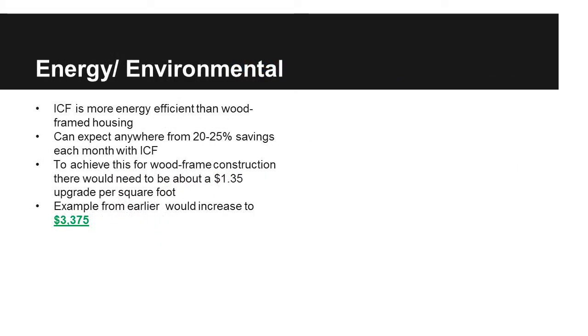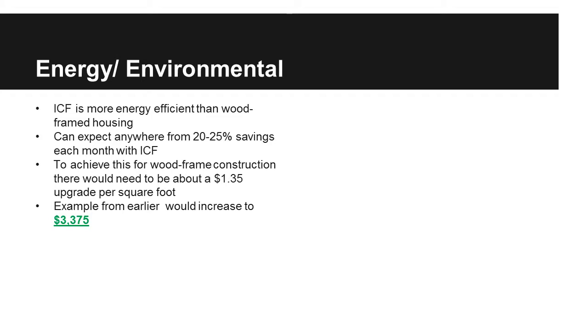Energy and environmental problems are some leading concerns today in America. Insulated concrete forms are far more energy efficient than wood frame structures. Most ICF structures can see anywhere from 20 to 25% savings per month in energy bills.